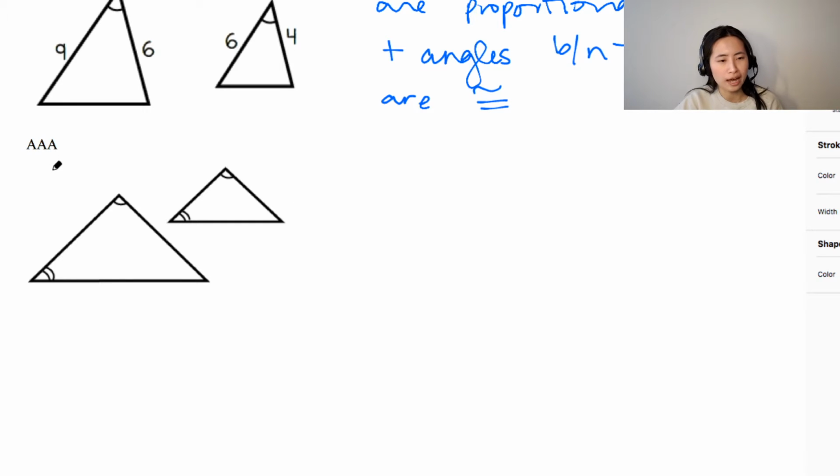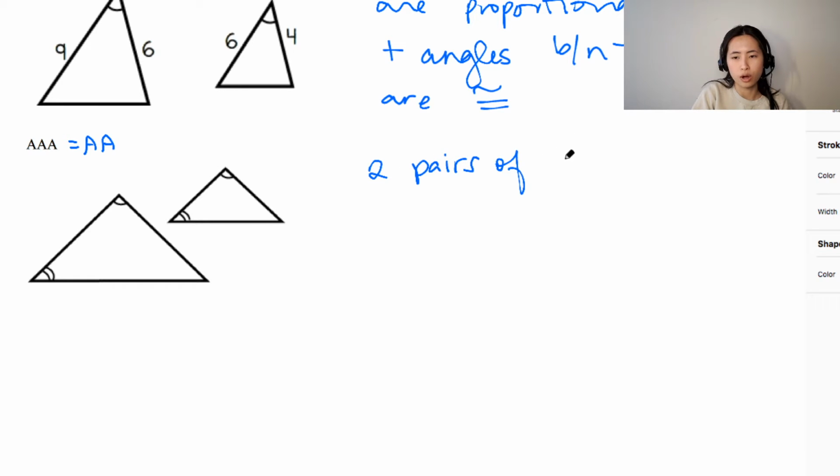So that's why when you have the triple A, they could actually say this is just AA to begin with, but because we know that in a triangle you only have three angles, the last one would be the same as this one. So you're going to say that two pairs of angles are congruent. And because two pairs of angles are congruent, all three will be congruent.